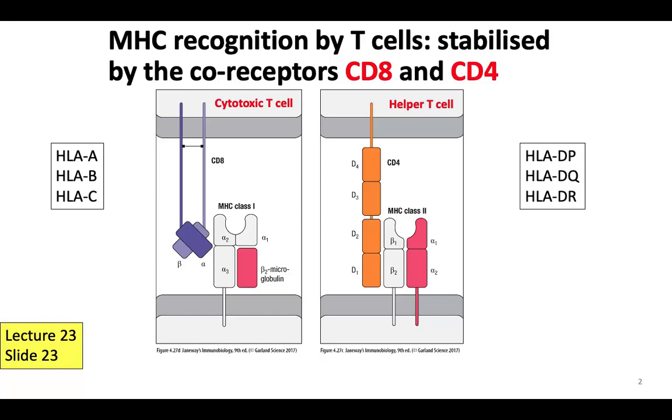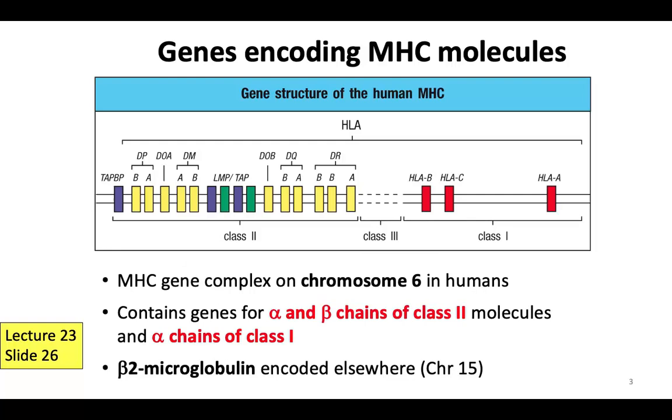There are three genes that encode MHC class 2. They are HLA-DP, HLA-DQ, and HLA-DR. All these genes are located on chromosome 6. This slide shows you the location of HLA genes on chromosome 6. Here you can see on the right, HLA A, B, and C genes are located on chromosome 6. On the left of the diagram, HLA DP, DQ, and DR are located on chromosome 6 similarly.